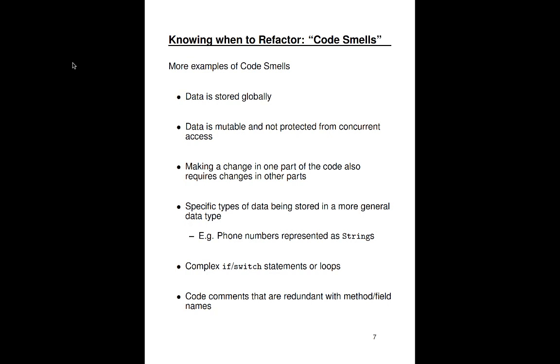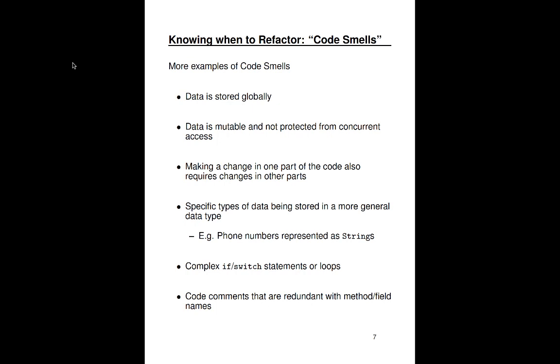Mutable data that can change, especially when it's accessed by multiple threads, is a code smell. We all know that leads to race conditions and other kinds of programming problems. Another code smell is an indication of tight coupling within the system, meaning that when you change one part of the code, you're also forced to change another part of the code.